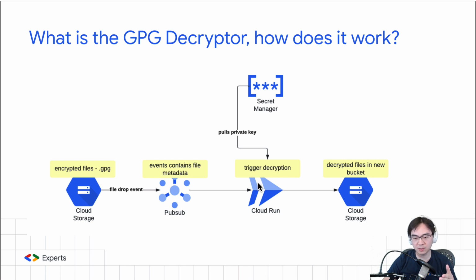In this process, we need to dynamically pull a private key which we generated, exported and stored in Secret Manager. Keep in mind, you never share the private key with anyone. You put it into Secret Manager and you pull it dynamically. You import it into GPG in the Cloud Run instance, dynamically decrypt the file, and then store it in the cloud storage bucket.